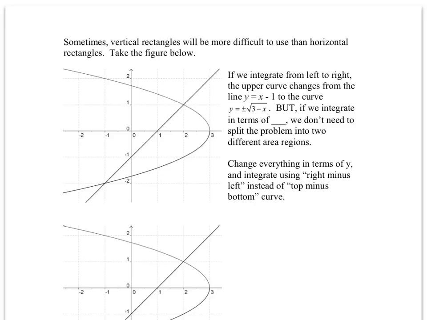So let's take a look at the function y equals x minus 1, and that's just going to be this line here. And this guy, now this is not a function, but this is a relation, y equals plus or minus the square root of 3 minus x. The top part is y equals the square root of 3 minus x, and the bottom part is the negative part of it.